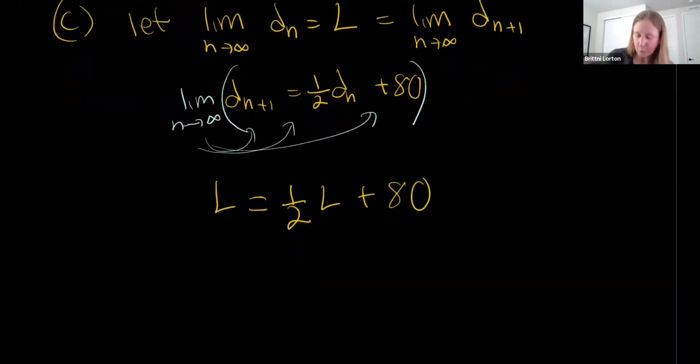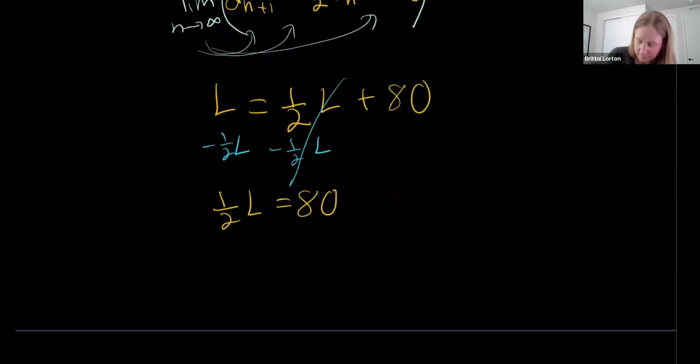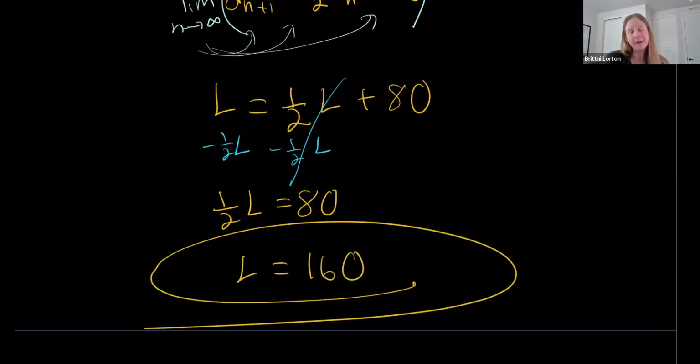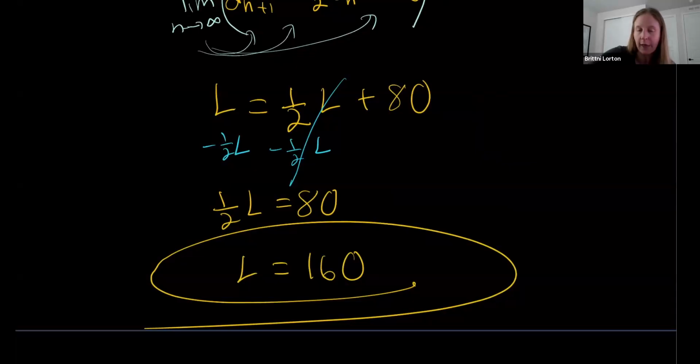All right, subtract 1/2 L from both sides of that equal sign. And I have 1/2 L is 80. Multiply both sides by 2, and I got confirmation that L really is 160. So that would be called a limiting value, or the limit of that sequence.